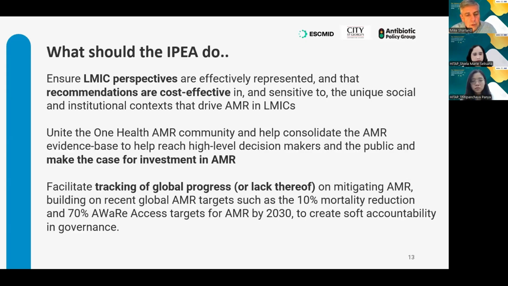And also the panel would need to facilitate tracking of global progress, or indeed, the lack of any progress on mitigating AMR, building on the recent global AMR targets that were discussed at UNGA, like the 10% mortality reduction or the 70% Access target, to try and create some soft accountability and governance. In other independent panel areas, there have been a number of dashboards or other types of tools developed, so progress can be monitored more actively. Next slide, thanks.